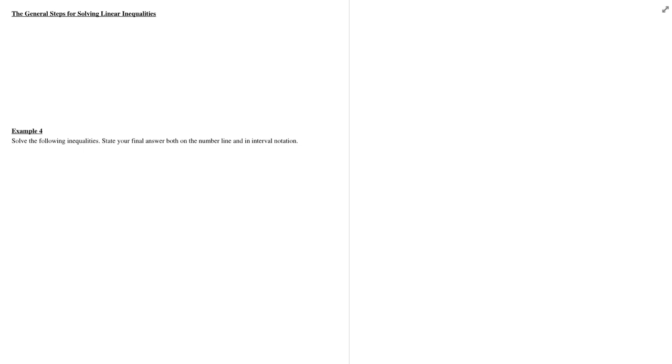Hey guys, this is page 273 in section 3.5. We're going to keep going here. Now we're going to start putting all the techniques together. So first, let's just note what the general steps are for solving linear equations.